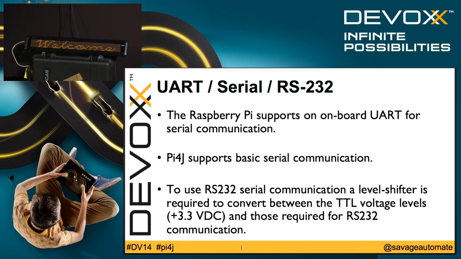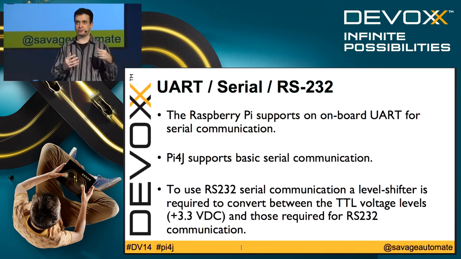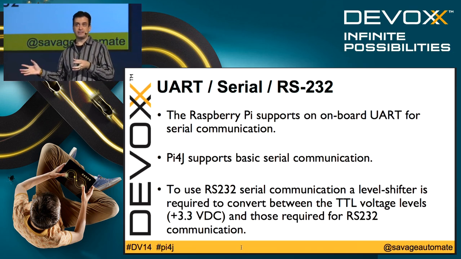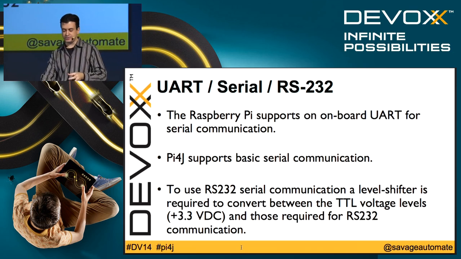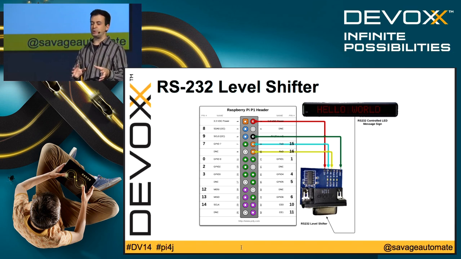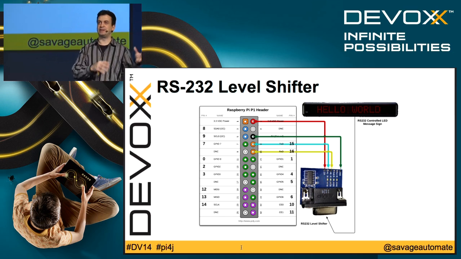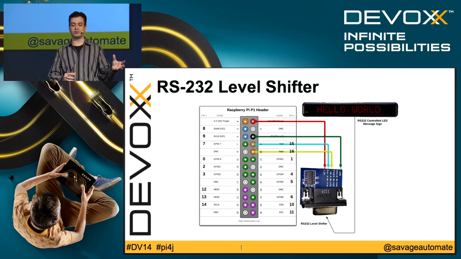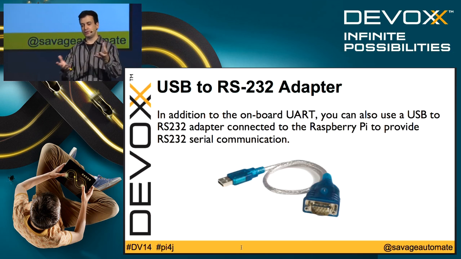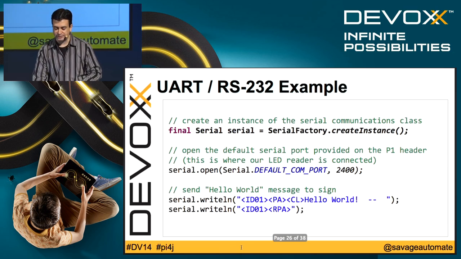So the Raspberry Pi does support the onboard UART that we looked at earlier. And then Pi4J supports the basic serial communication to communicate with that UART. Now, it's important to note if you're going to use an external device that probably communicates with higher voltage levels like RS-232, that it's going to require a level shifter. If you're interested in this and want to understand more about that, I have a blog article on my website, savagehomeautomation.com, that goes into more detail about implementing level shifters and RS-232 communication through a level shifter. But today, we're just going to use our simple USB to RS-232 adapter. Our Raspberry Pi has USB support.